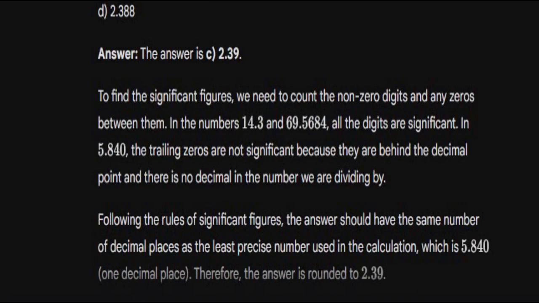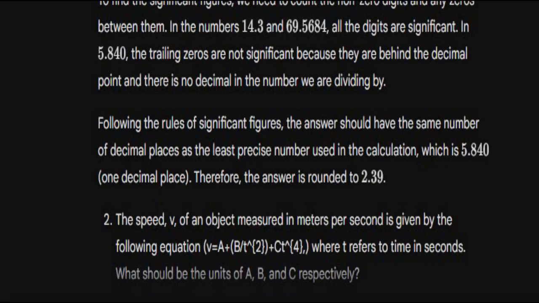In the numbers 14.30 and 69.5684, all the digits are significant. In 5.840, the trailing zeros are not significant because they are behind the decimal point and there is no decimal in the number we are dividing by. Following the rules of significant figures, the answer should have the same number of decimal places as the least precise number used in the calculation, which is 5.840, 1 decimal place. Therefore, the answer is rounded to 2.39.